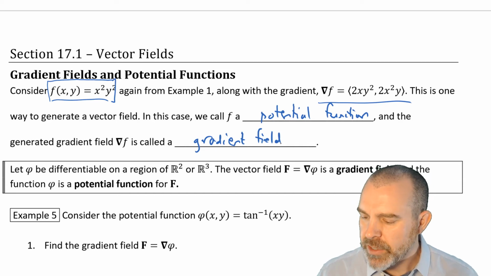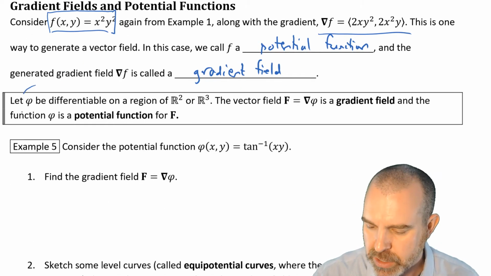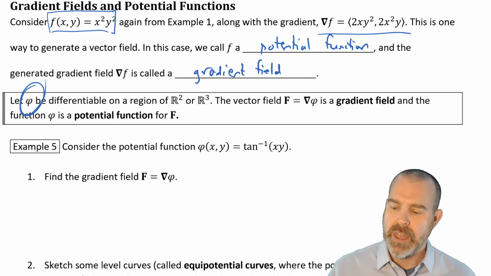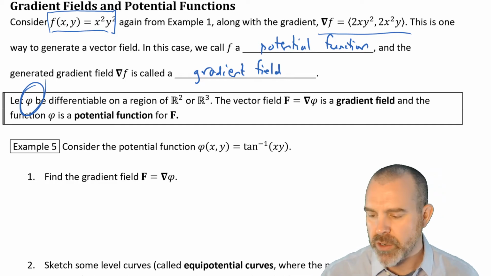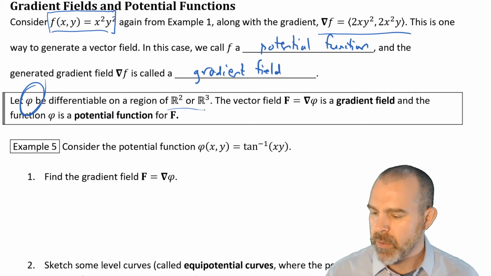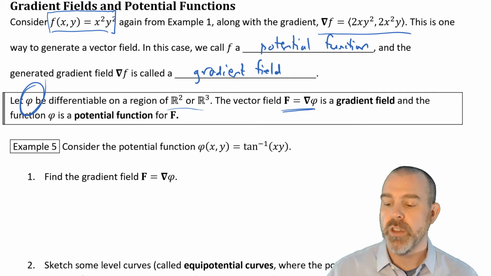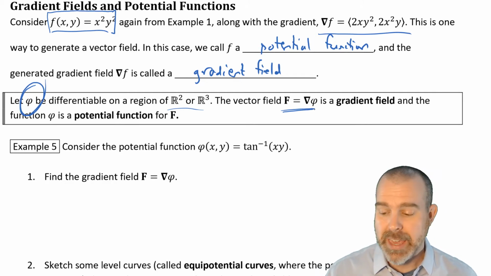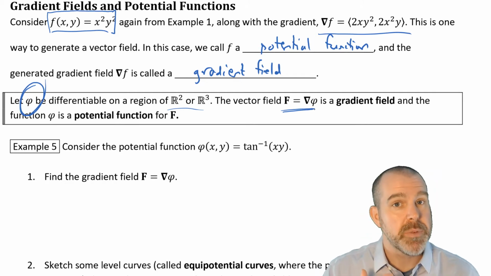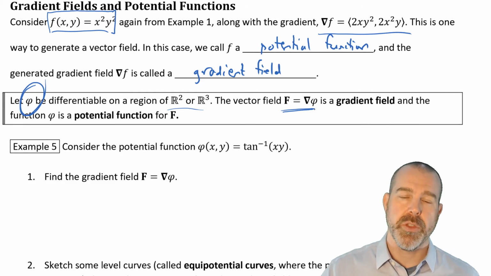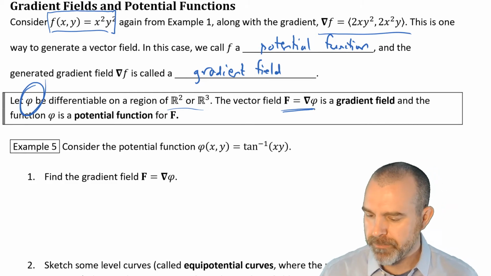So the notation we have for that is phi in general. We don't use f of xy, we use phi. So phi is some differentiable function, either on a two-dimensional region or a three-dimensional region. The vector field F, which is the gradient of phi, is called a gradient field, and that phi is called a potential function. And again, this potential function idea will be a thread throughout the rest of this chapter.